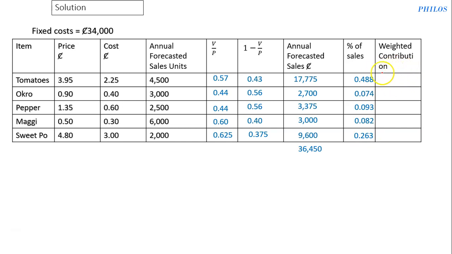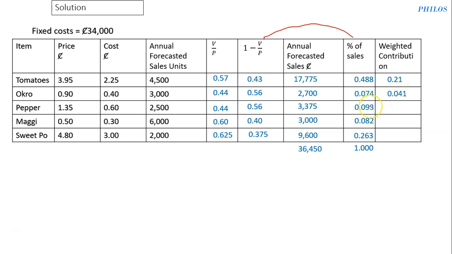So the weighted contribution should be the percentage of sales, okay, times the 1 minus V over P. And remember, when you add all these, you must get a 1. Okay. Now 0.43 times 0.488 will give you 0.210 in 3 decimal places. And then the next one, 0.56 times 0.074 will give you 0.041 in 3 decimal places.